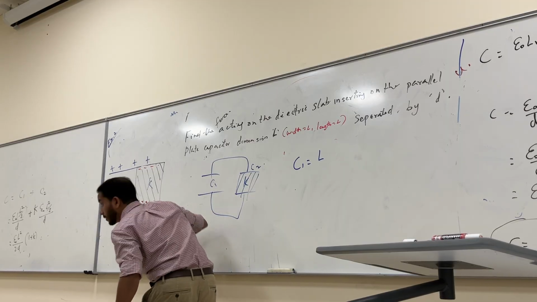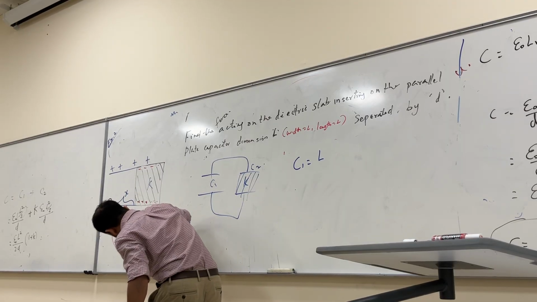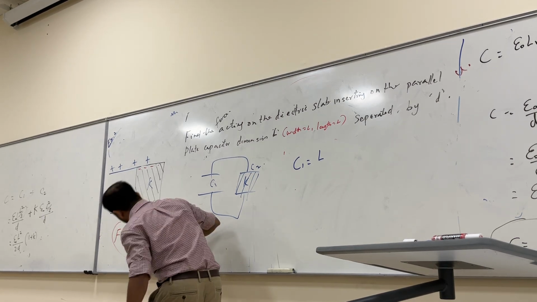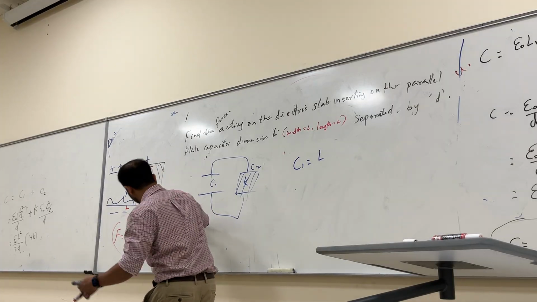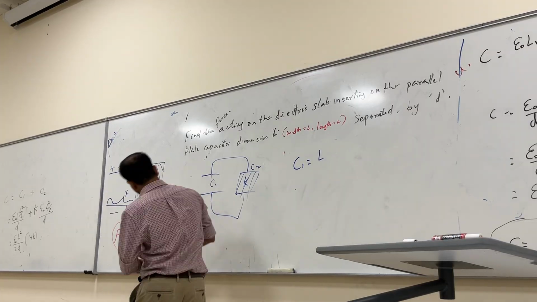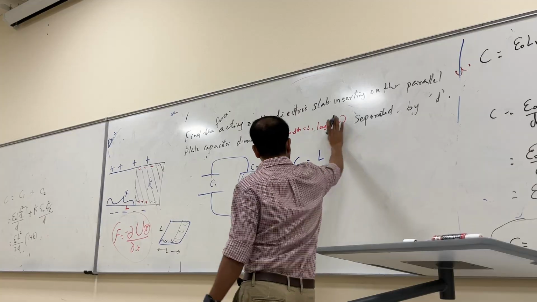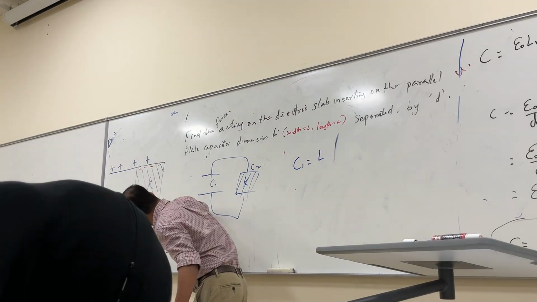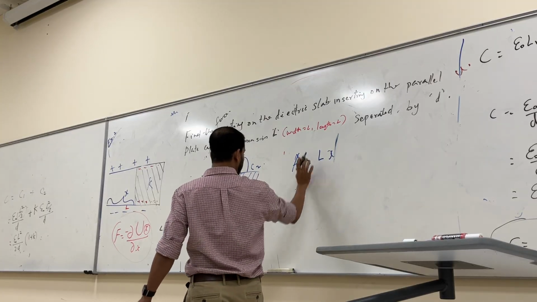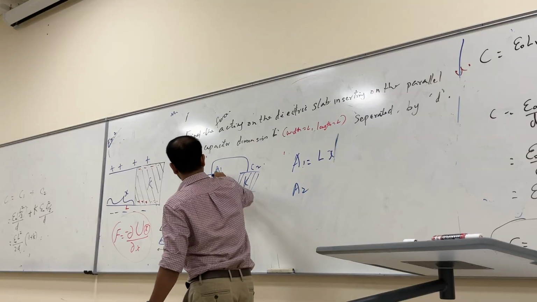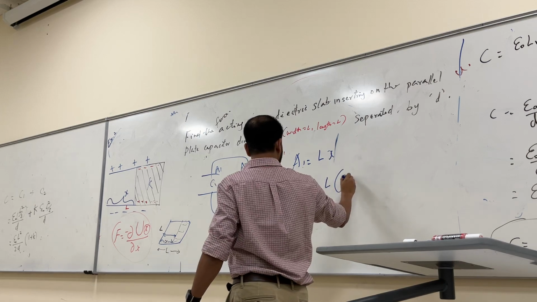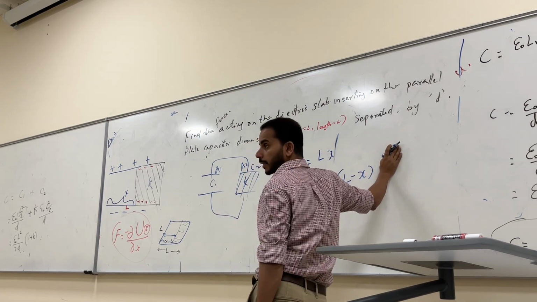But this L doesn't change. This is my total L, so the remaining length changes to L minus x, if it is not halfway through, just somewhere. So for the first part, the area is L into x. And for the second one, let's talk only about area: L into L minus x. Got it?